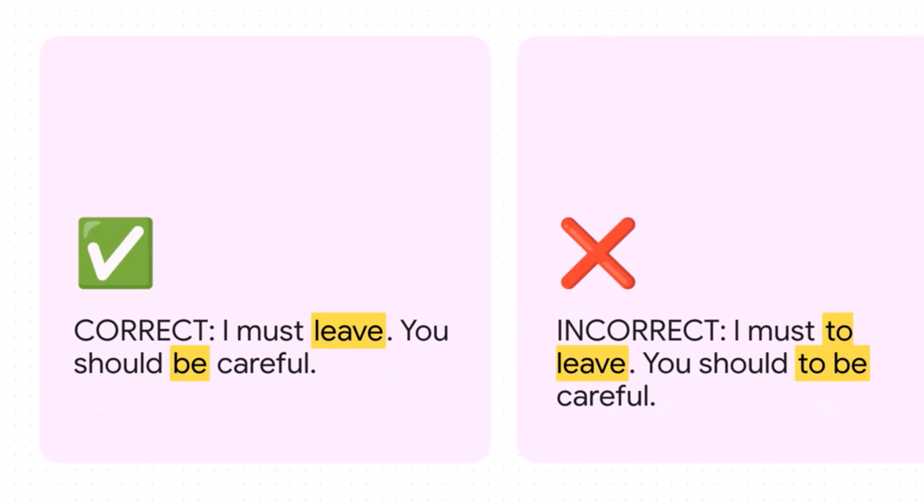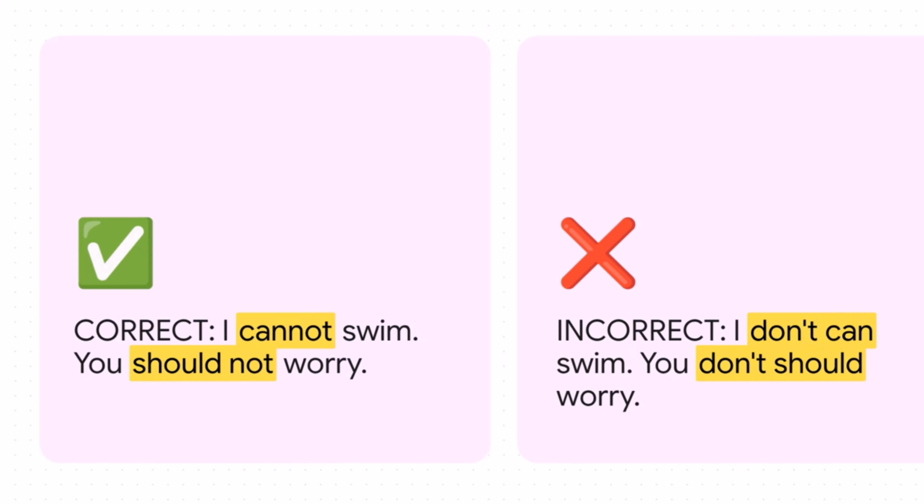And rule number 2, the verb that follows the modal is always in its simplest form. It's often called the base verb, and, this is important, there's no to between them. So it's I must leave, not I must to leave. Just the modal, then the plain verb. That's the combo. And the third golden rule is about negatives. It's so easy. You don't need helpers like do or does. You just stick not right after the modal verb. I cannot swim. You should not worry. Easy as that. You'd never say I don't can swim.